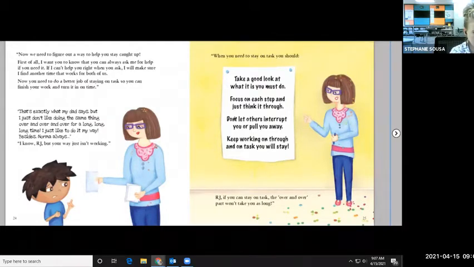When you need to stay on task, you should 1. Take a good look at what you must do. 2. Focus on each step and just think it through. 3. Don't let others interrupt you or pull you away. And 4. Keep working on and on the task. RJ, if you stay on task, the over and over part will not take you as long.